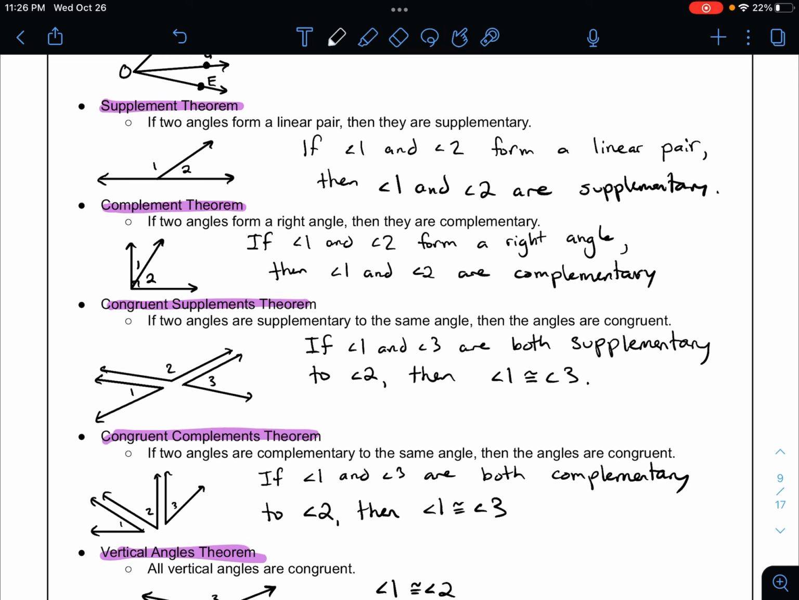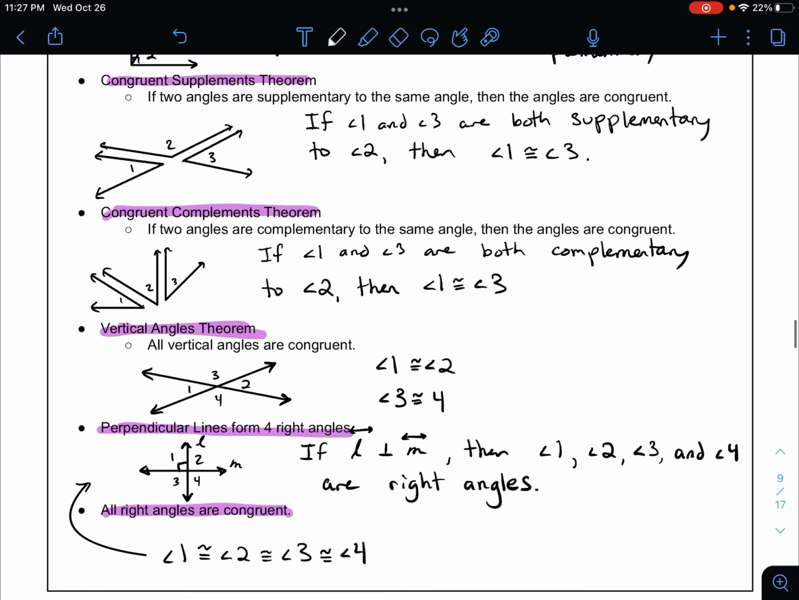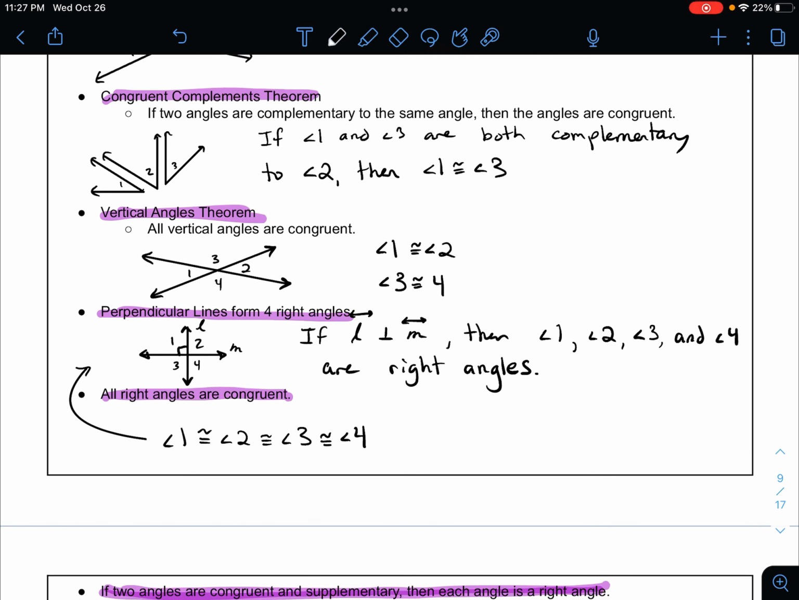All right, congruent supplements theorem. This says that if angles 1 and 3 are both supplementary to angle 2, that means that 1 and 3 must be congruent to each other. The next one is similar. If 1 and 3 are both complementary to angle 2, then that means that angle 1 is congruent to angle 3.